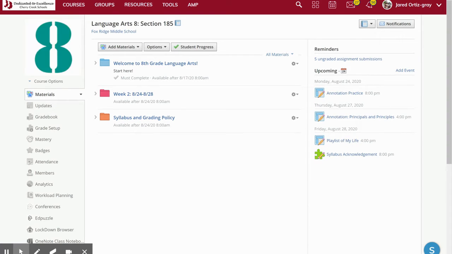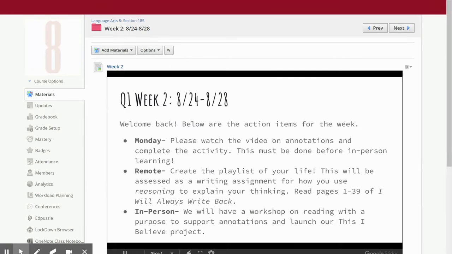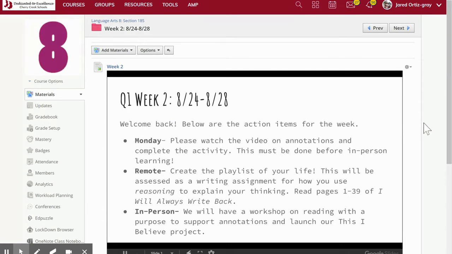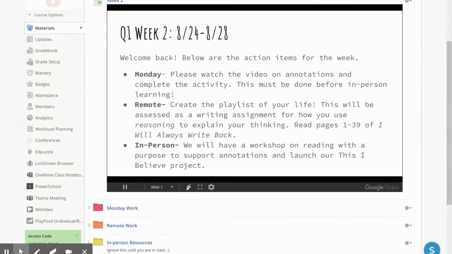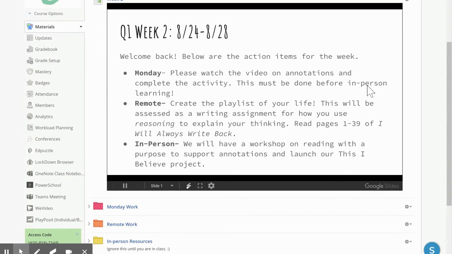So we're going to look at period 8, but all classes are going to be set up in the same way. Each week, there will be a folder that contains all the information students should need for that week. Within that folder, I'm placing a landing slide that you can see right here. The landing slide will detail for students exactly what they should be getting done at each stage of the week. For the purpose of this class, we've divided the week into three sections. We have Monday work, remote work, and in-person work.